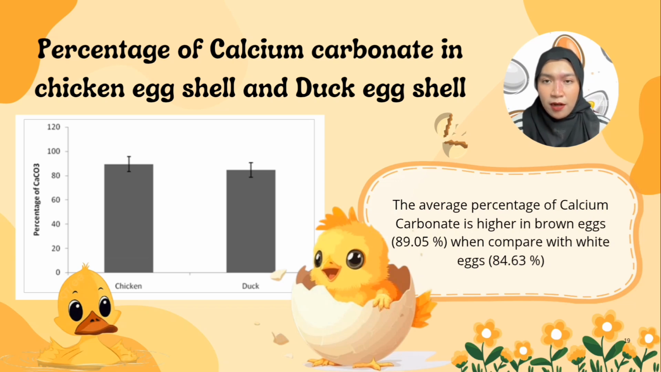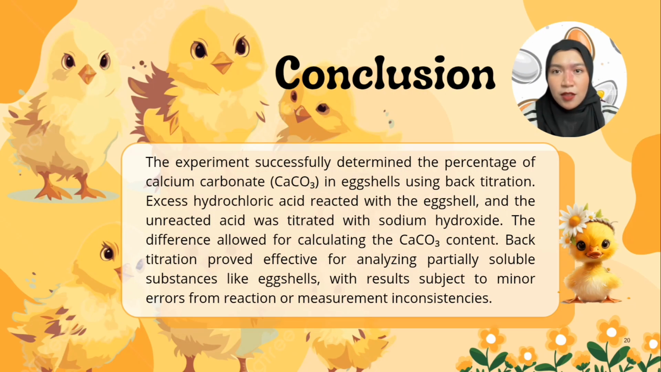Comparison of percentage calcium carbonate in chicken eggshell and duck eggshell. As we can see in the graph, the average percentage of calcium carbonate is higher in the brown eggs, which is 89.05% when compared with white eggs, which is 84.63%. In conclusion, this experiment has successfully determined the percentage of calcium carbonate in eggshell using back titration.